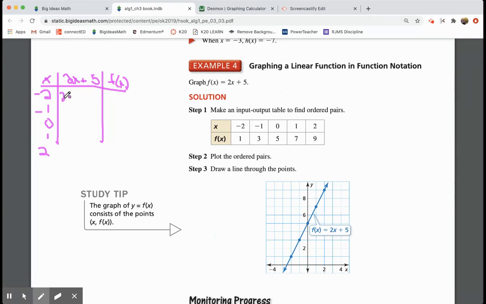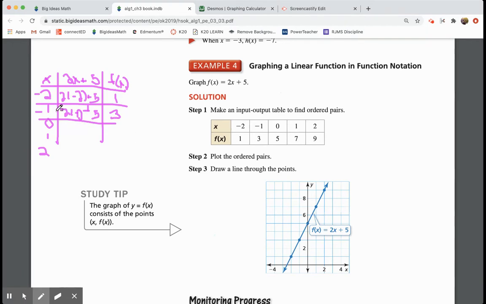So here we would have 2 times negative 2, which is negative 4, plus 5. Negative 4 plus 5 is positive 1. That's how they got 1 here for your y. Then you would do the same thing for negative 1. 2 times negative 1 is negative 2. Plus 5, negative 2 plus 5 is positive 3. That's where they got this 3. And you would just keep going till you get all of those numbers.